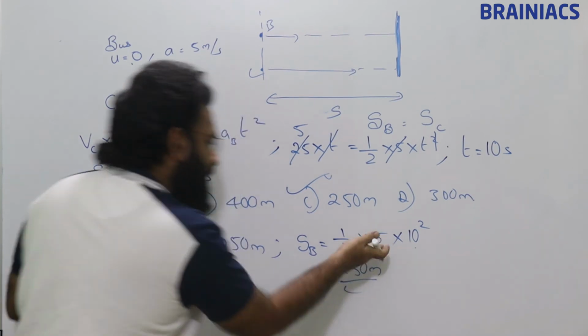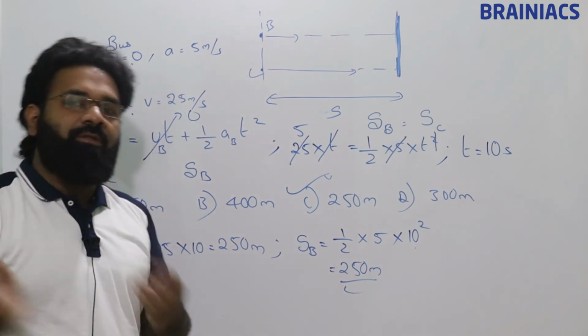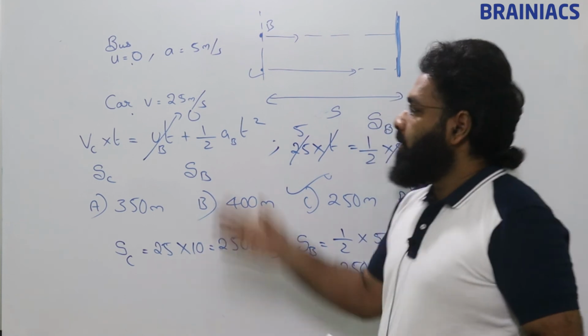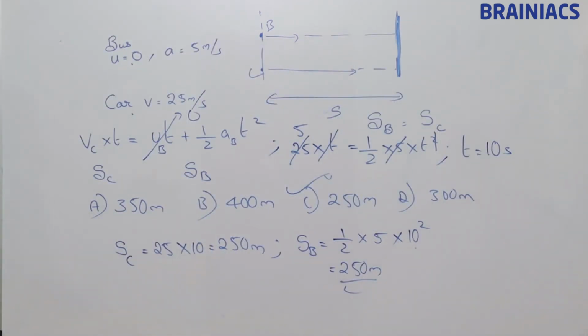So either we can use this equation or this equation, whichever is the easy equation, choose that equation, put the value and get the answer. Now pause the screen and work out the answer. Hope it is clear for you.